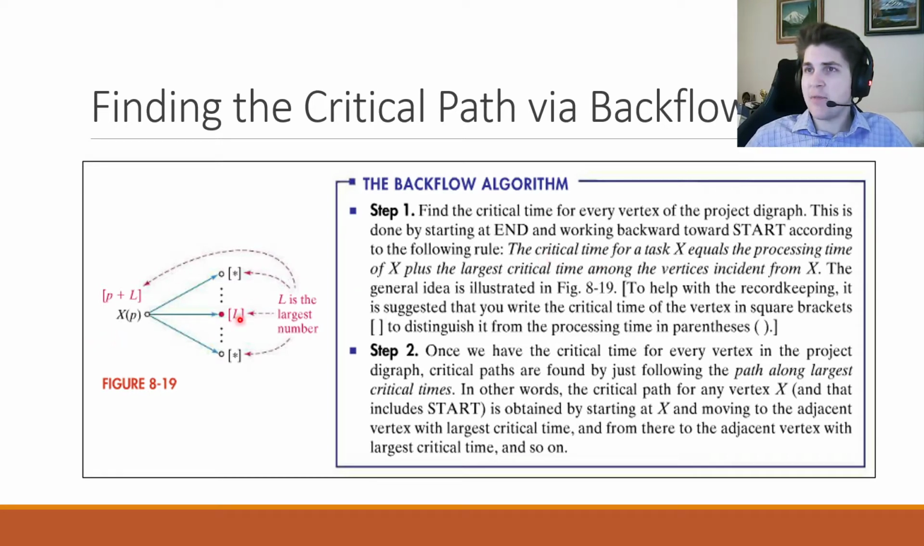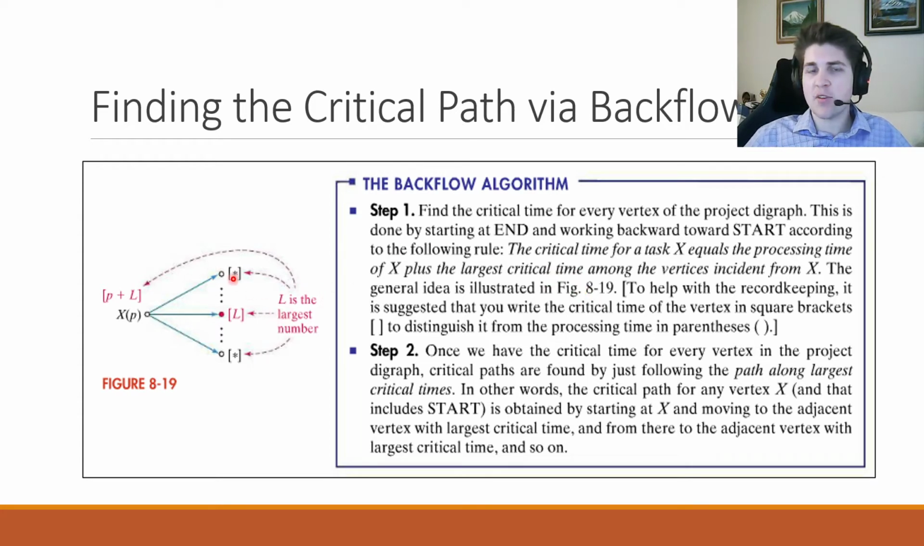And it says that the critical time for task X is equal to the processing time of X. So if I was throwing numbers here, let's say this was task A and it had a processing time of 5. We're going to take that and add whatever the largest critical time is that comes from it. So let's say that these each have their own critical times, 2, 5, 7. We're going to add the largest one. So let's say this one's the 7. 7 plus 5 is 12. And I promise when we do an example, this will be easier to follow, because it's very abstract as we're looking at it here. It says the general idea is illustrated in figure 8.19.